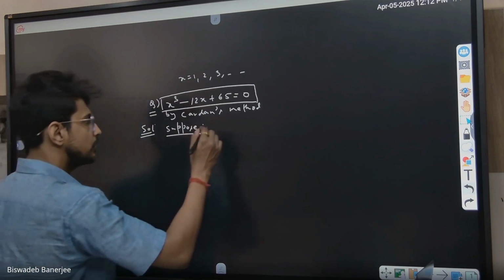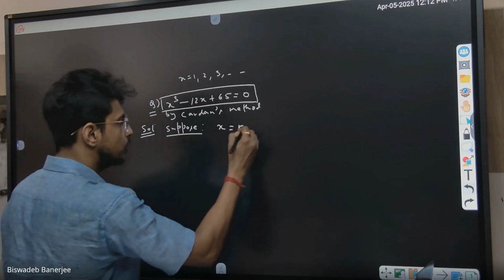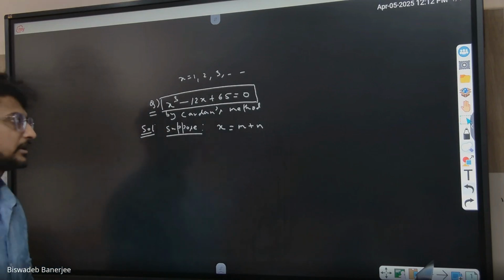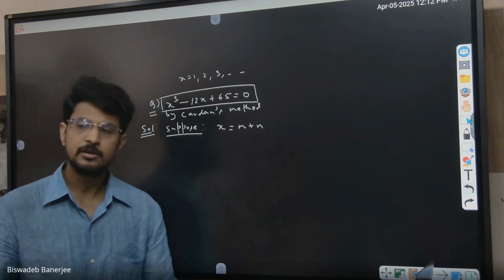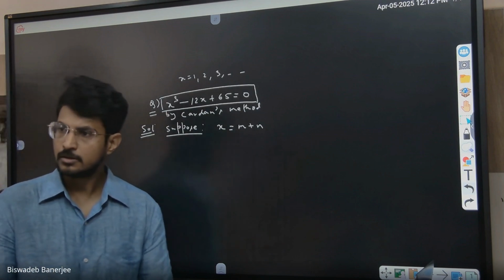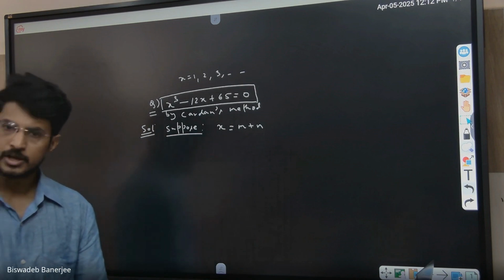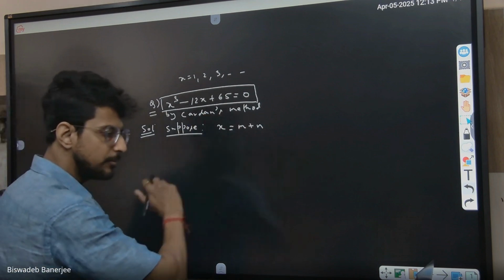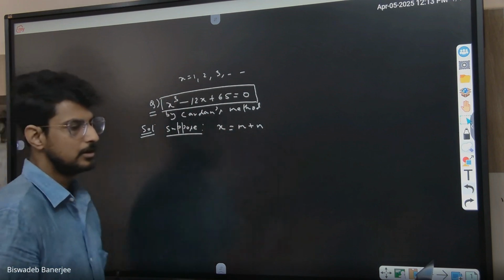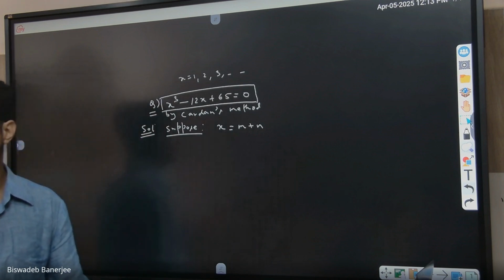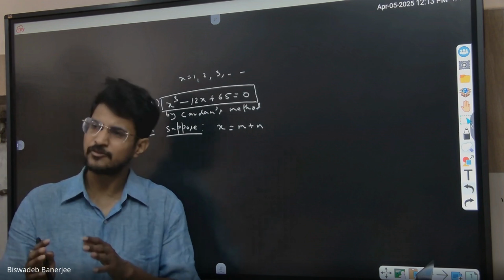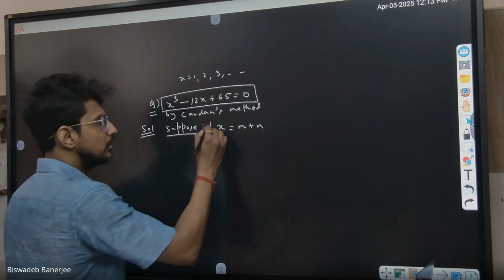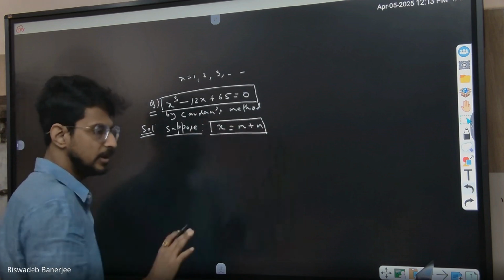For this, suppose x is equal to some m plus n. Let us take x equal to m plus n. m and n can be anything. They can be complex numbers, real numbers, integers, or fractions. Whatever. We assume that our target is to find x.